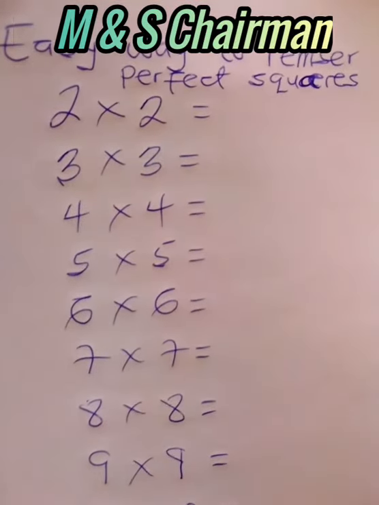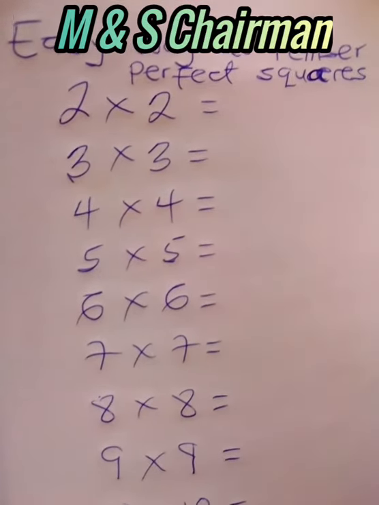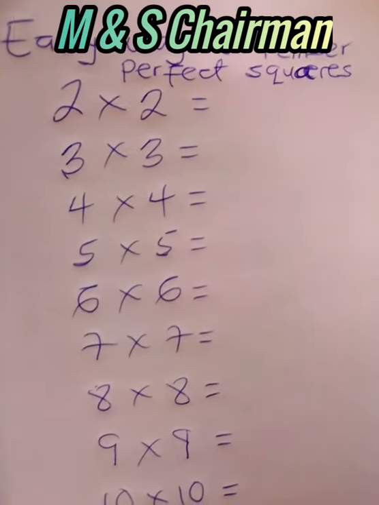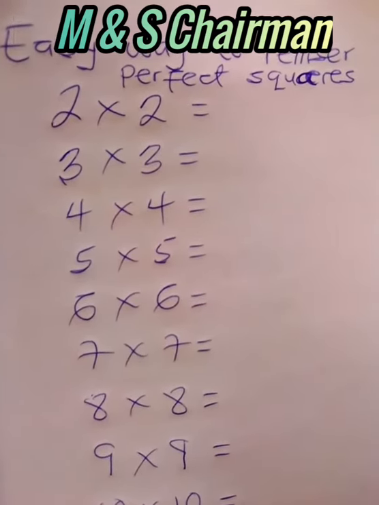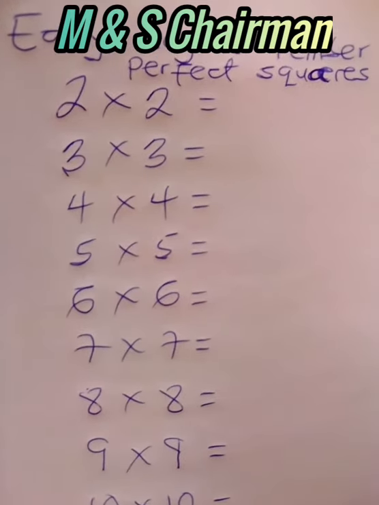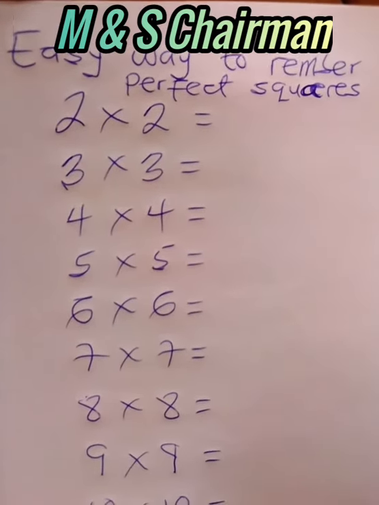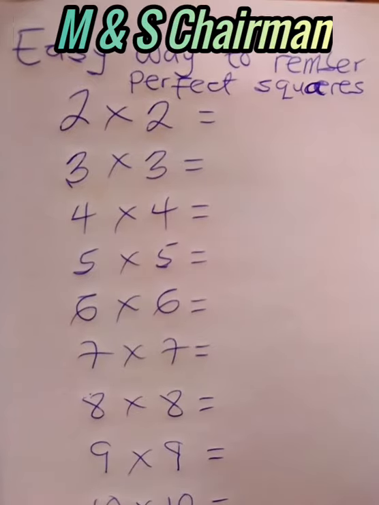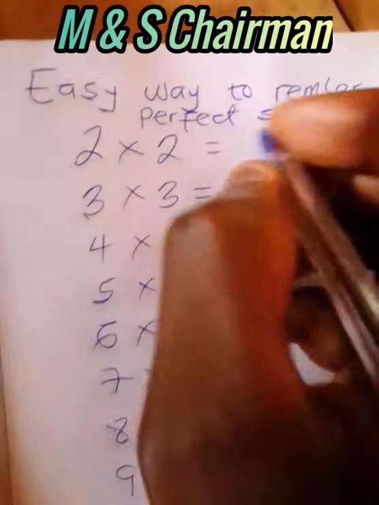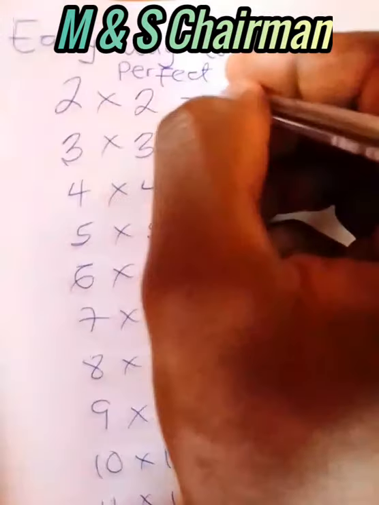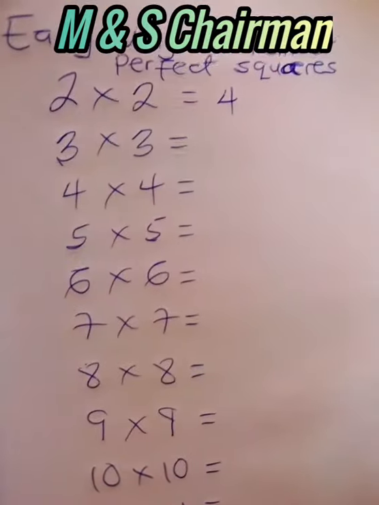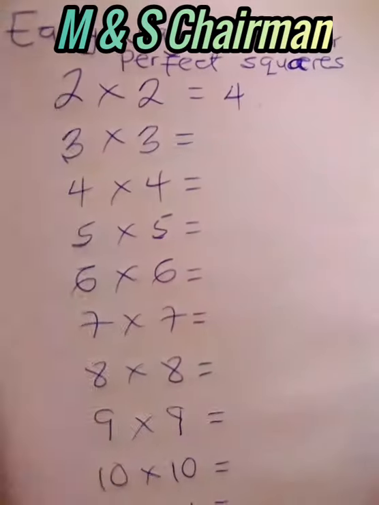So if you want to know perfect squares off head, you take every number, you square it, and you get a perfect square. Any number you square, you get a perfect square. So for instance, when you square 2, which is 2 multiplied by 2, you get 4. And this 4 is a perfect square.